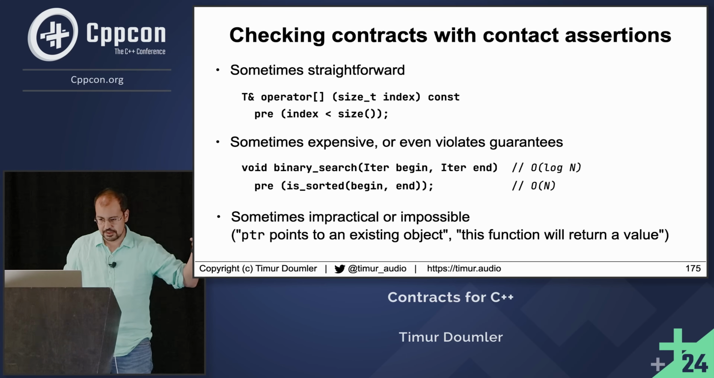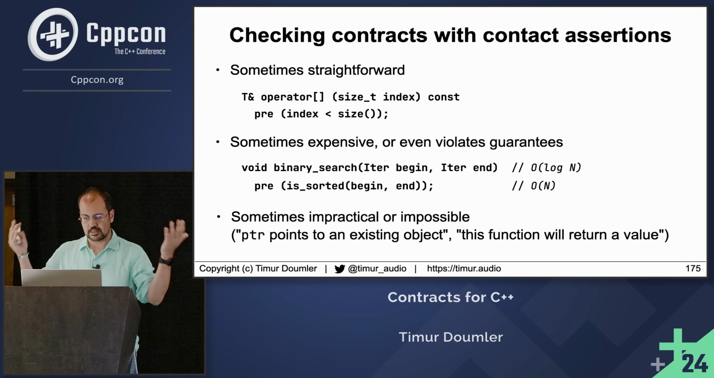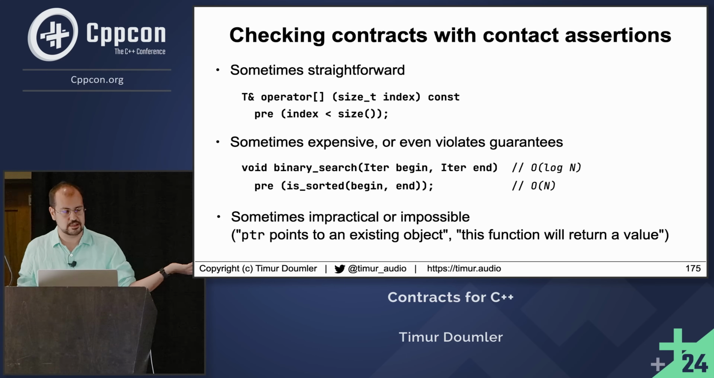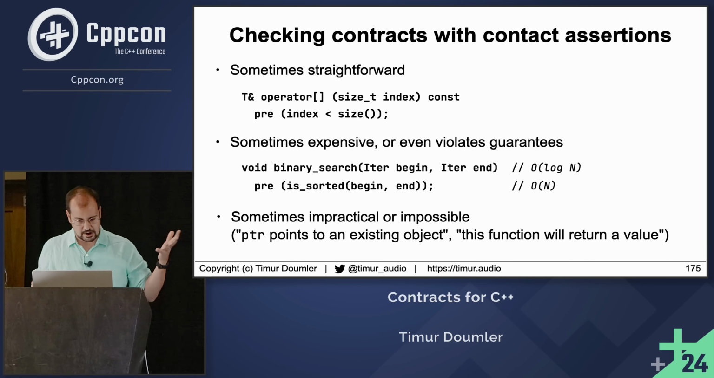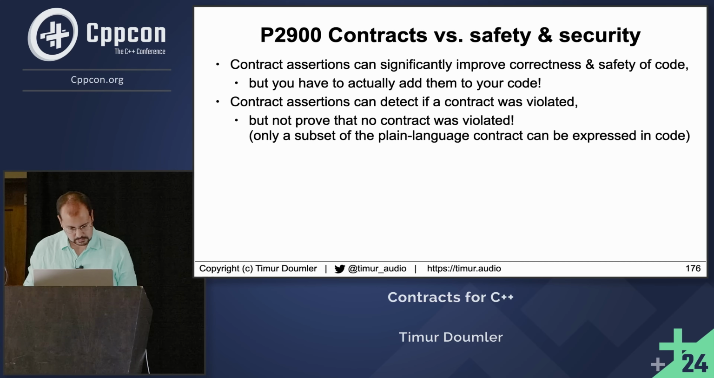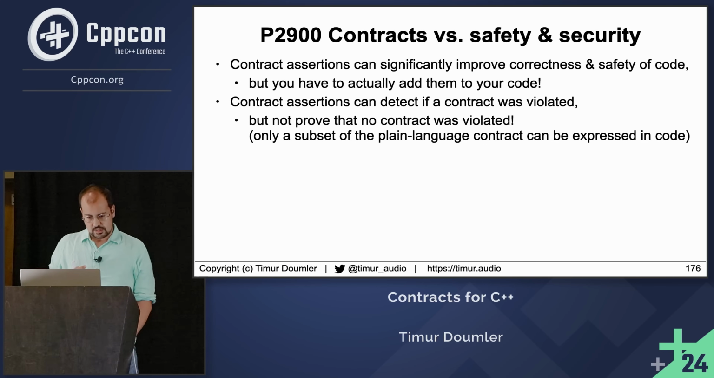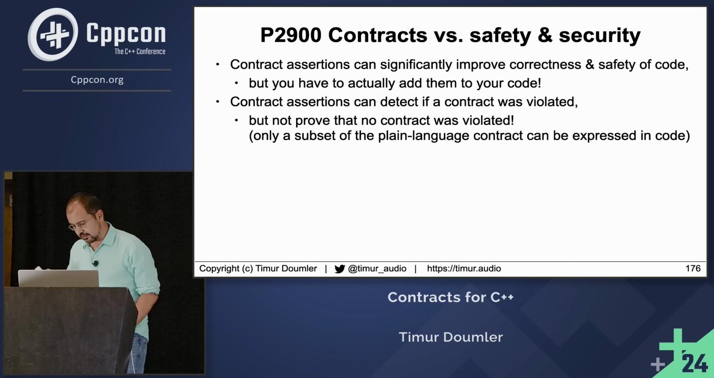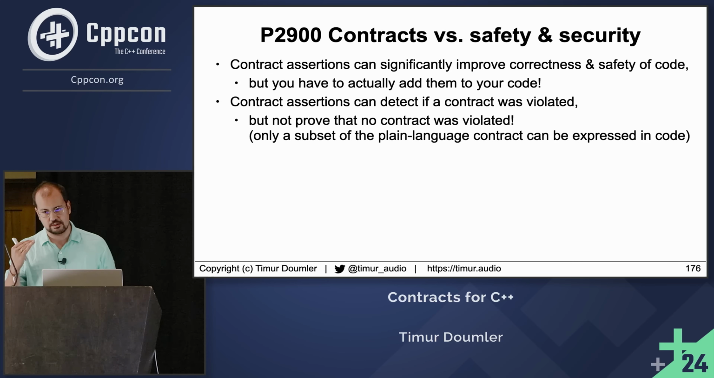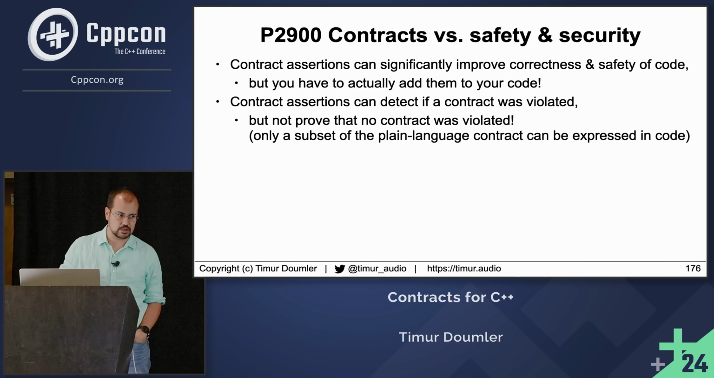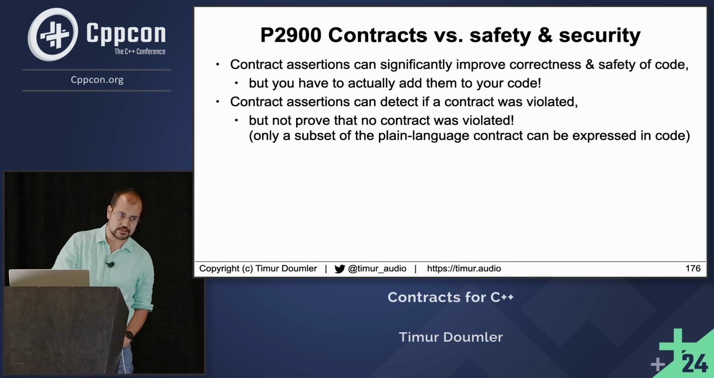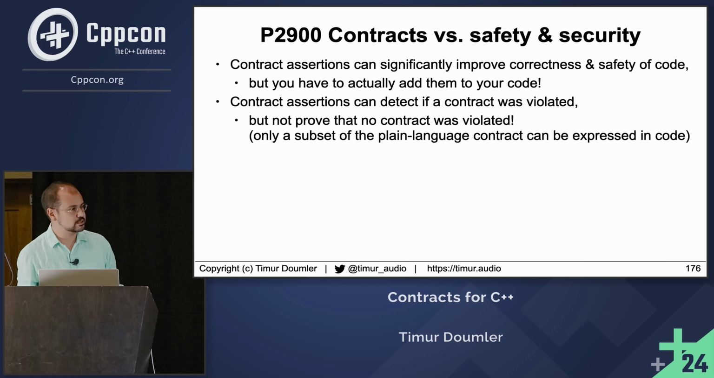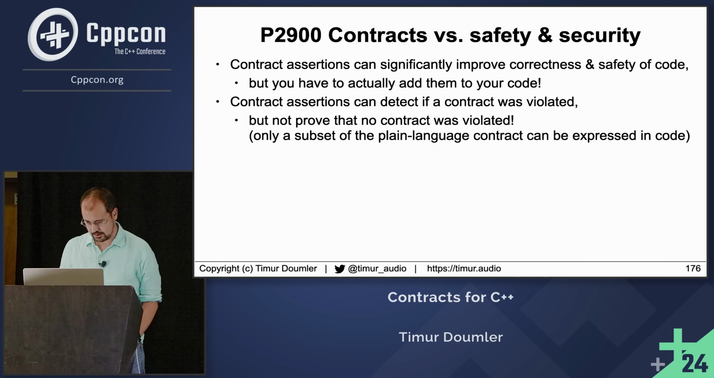Or for example, this function will return a value. That's the halting problem. You can't solve that with any expression that you might write. So there are contracts that you cannot verify with contract assertions. Contract assertions can detect if a contract is violated, but they cannot prove that no contract was violated, because there's always going to be a part of the contract that you cannot express in code. You can only express a subset in code. So you can't really use it for correctness proofs in that way.